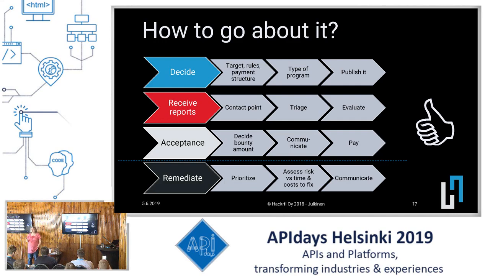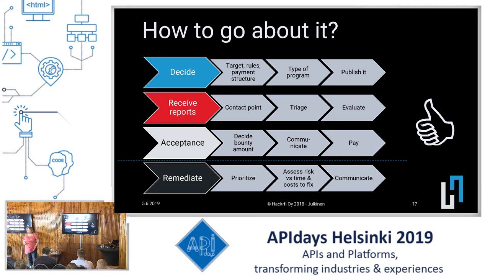So if you are interested in how to do a bug bounty program, here are the steps you need to follow. First of all, you need to make a lot of decisions. You need to decide your target. You need to decide the rules the hackers have to follow. For example, do you want the hackers to be able to do denial of service testing on your production systems? Maybe a good idea, maybe not. You also need to figure out the payment structure. What is the high payment? What is the low payment? How are we going to go about it?